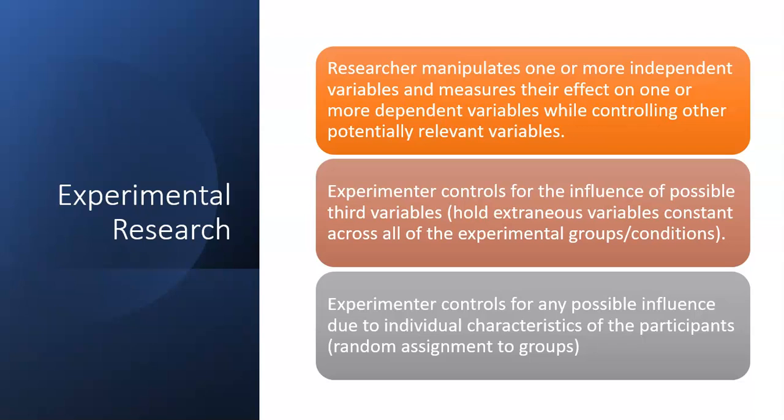And then you also want to do random selection and assignment to groups. So you pull your sample so that it's hopefully as generalizable as possible. And then you also want to randomly assign participants to groups. So in my study, students who signed up for the study were equally likely to be assigned to any of the 3 groups.